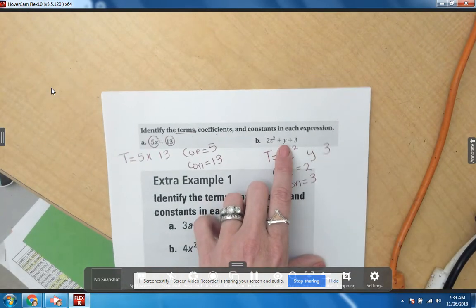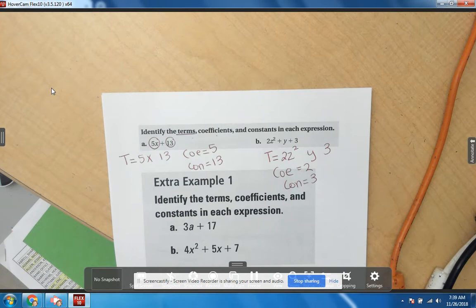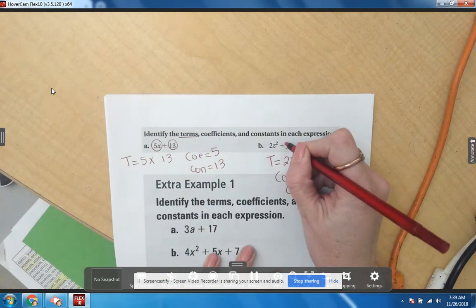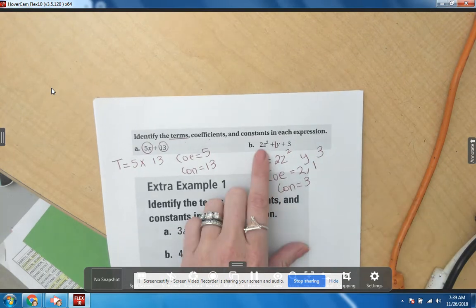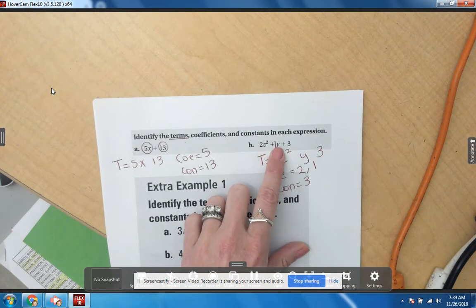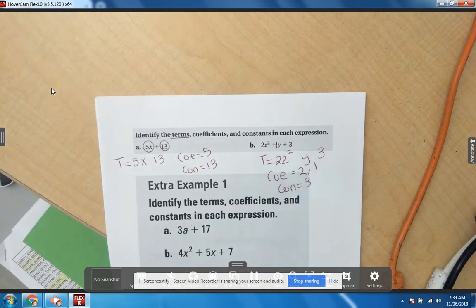Notice there's a variable here that doesn't have a number in front of it. If there's no number in front of a variable, you have to pretend that there's a 1 there, and that is also a coefficient. So the coefficients are 2 and 1. So if you have a variable all by itself, you have to pretend there's a 1 in front of it, and that's a coefficient.